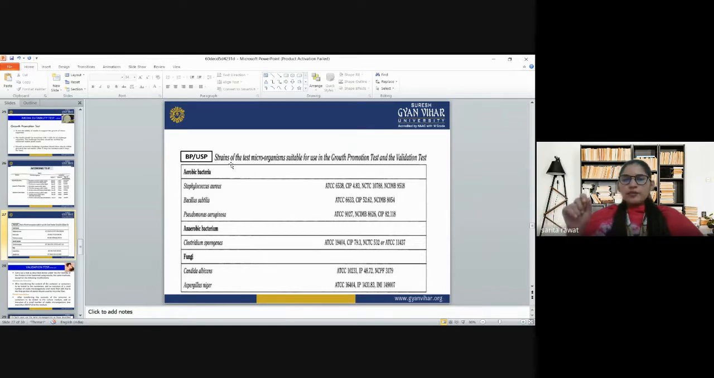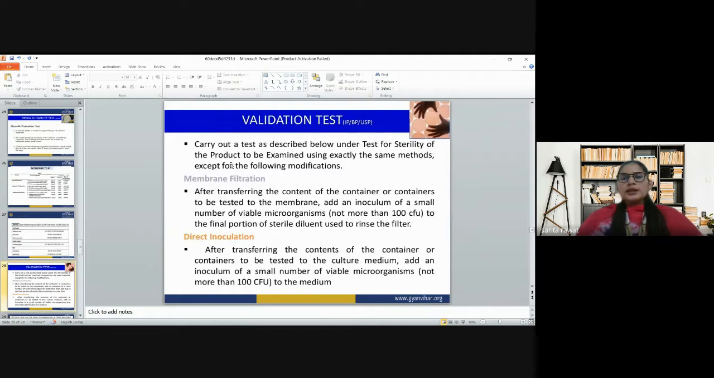So, for aerobic bacteria: Staphylococcus, Bacillus subtilis and Pseudomonas aeruginosa. For anaerobic bacterium: Clostridium sporogenes, and for fungi: Candida albicans and Aspergillus niger.